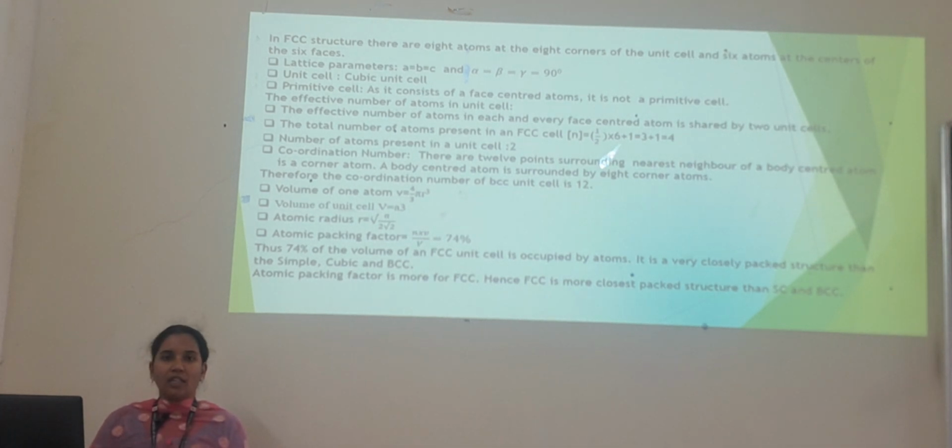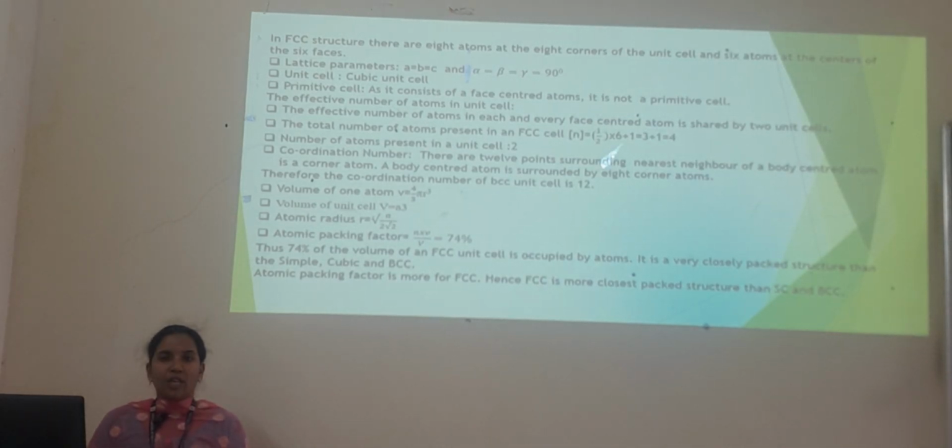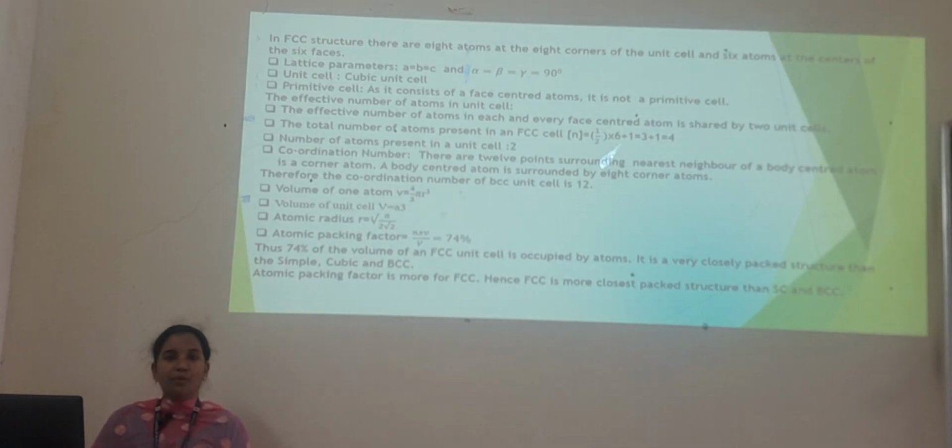The volume of one atom in the face-centered cubic is 4 by 3 pi r cube. The volume of one unit cell V is equal to a cube. Atomic radius r is equal to a by 2 root 2. Atomic packing factor is 0.74. Thus 74% of the volume of an FCC unit cell is occupied by atoms. It is a more closely packed structure than the simple cubic and BCC.